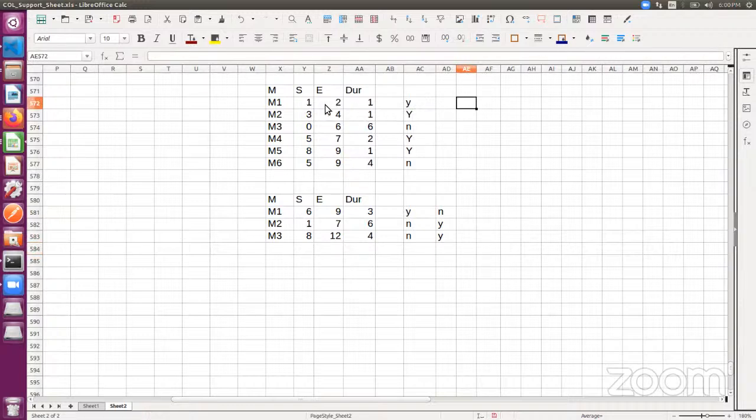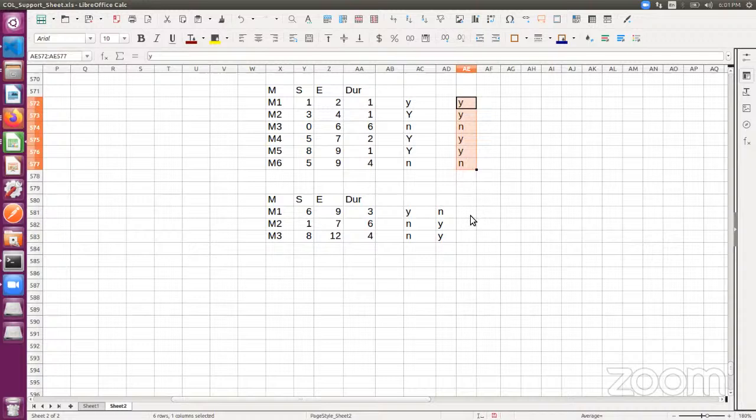Is it possible to allocate match 1? Yes, no clashes. Match 2, yes, also no clashes. Match 3, no, because starting at 0, there are already two matches played at 1 to 2 and 3 to 4, so this cannot be played. And 5 to 7, no clash. Yes. 8 to 9 also no clash. Yes. 5 to 9, there is a clash, so no. So this is the optimal solution.